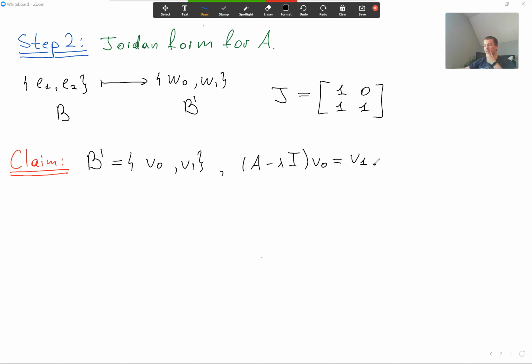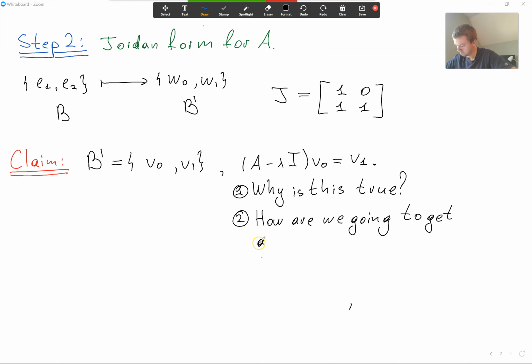So let me give you a couple of reasonings why I'm looking exactly for this v0. And here I want to answer two questions. First, why is this true? In other words, why can I find v0 in this form? And the second question, how am I going to actually get the block diagonal form? So let me first answer your second question, and then I'm going to show you my reasoning for the first one, why we actually can find this v0.